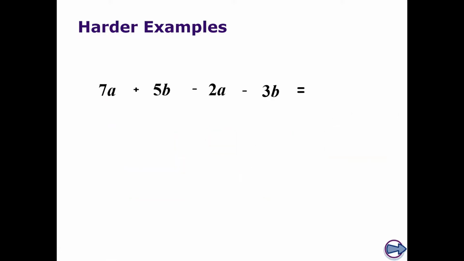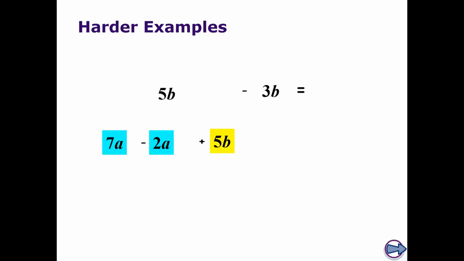Another example just like that. So 7a plus 5b, take away 2a, take away 3b. Let's start by collecting like terms. So 7a, and then we've got subtract because that's what's in front of the 2a, so we're going to take that down. And then we've got 5b, and then we've got subtract 3b. Whatever sign is in front of that term, that needs to be taken down as well.